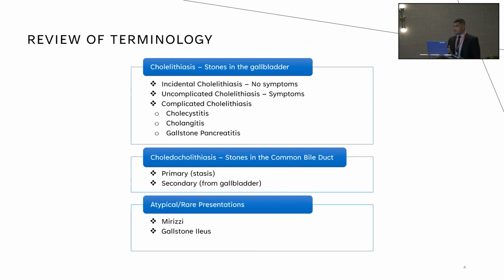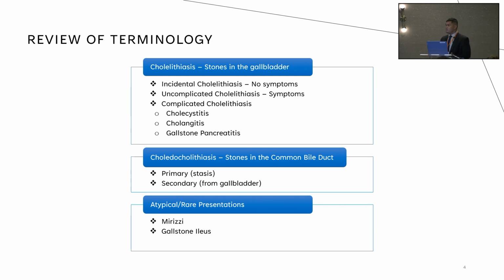And so we'll review some of the terminology. When we talk about stone disease, we're talking about cholelithiasis, or the stones within the gallbladder. And these are very, very common. Now, a lot of times these stones do not cause any symptoms. They can cause biliary colic, or right upper quadrant abdominal pain, and that's when it becomes uncomplicated cholelithiasis. And then we can have issues with cholecystitis, cholangitis, and then gallstone pancreatitis.